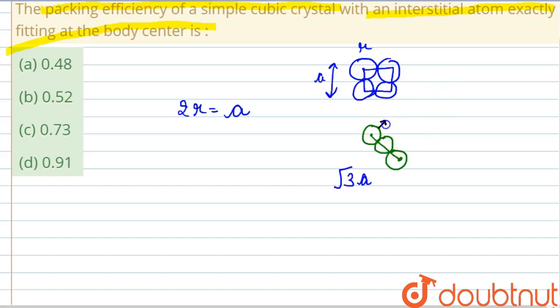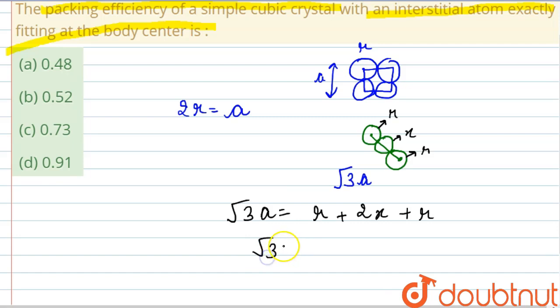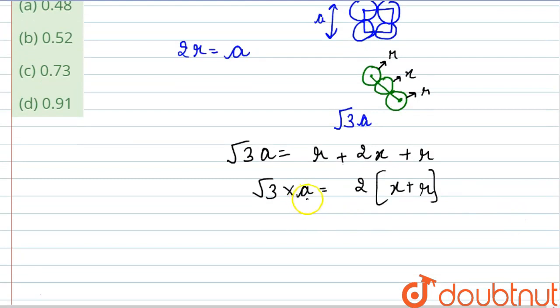We are given the radius of this atom and the radius of this atom, and all these atoms touch each other. Now we can see that √3 times A, that is the length of the body diagonal, will be equal to R, that is the radius of this atom, plus twice the radius of this. Let us suppose the radius is X, so it will be twice the radius X plus R. Now from here we get √3 times A will be equal to 2 into (X plus R). Now we know that A is equal to 2R.